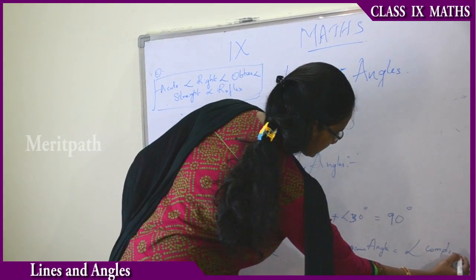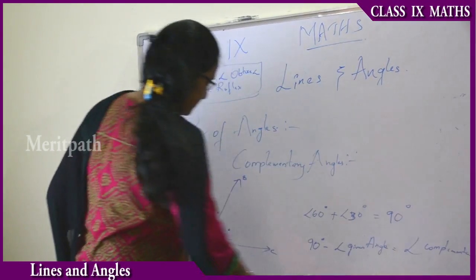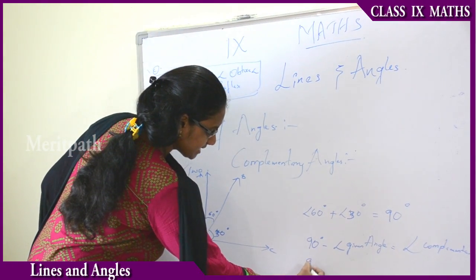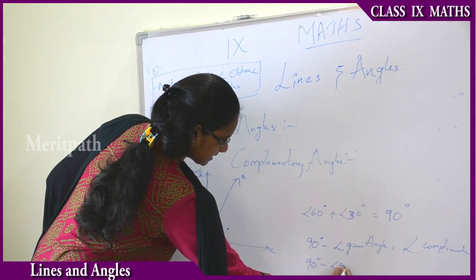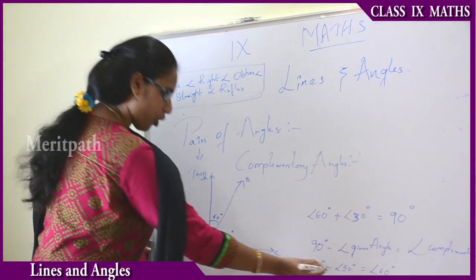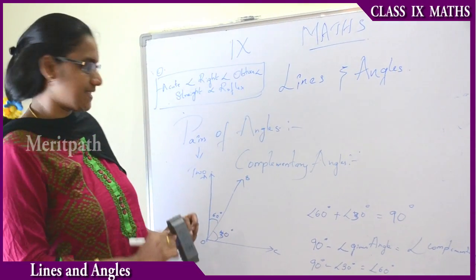For example, the complementary angle of 30 degrees is 90 degrees minus 30 degrees, which equals 60 degrees. 60 degrees is the complementary angle of 30 degrees.